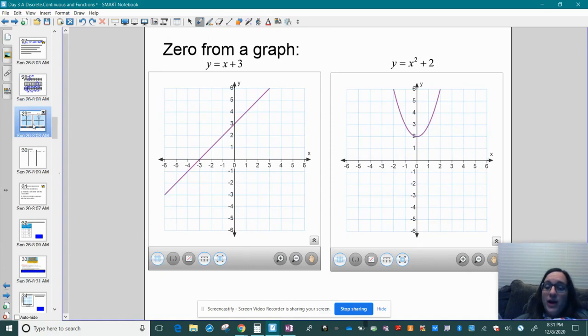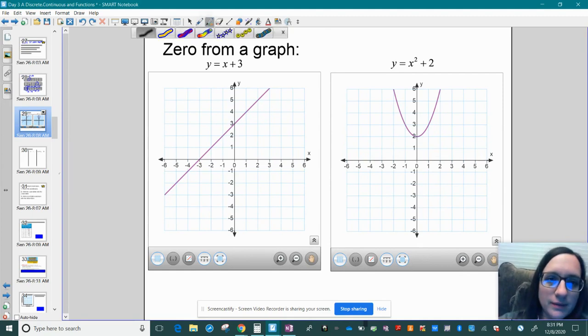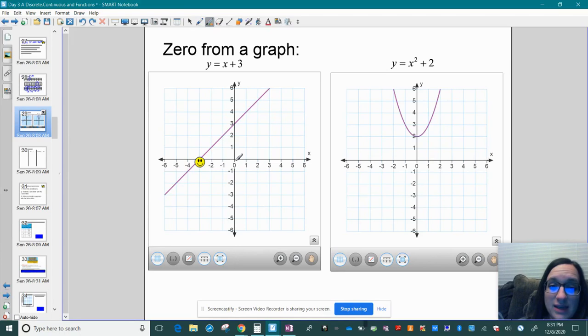If we find the 0 from a graph, we're looking for our x-coordinate. Since this crosses the x-axis at -3, that's the 0 of this graph, and usually ordered pairs are good. We have -3, 0 as our ordered pair, which is usually a good way to write it. Sometimes it'll just ask for the -3. That's fine too. But that's where it crosses our x-axis.